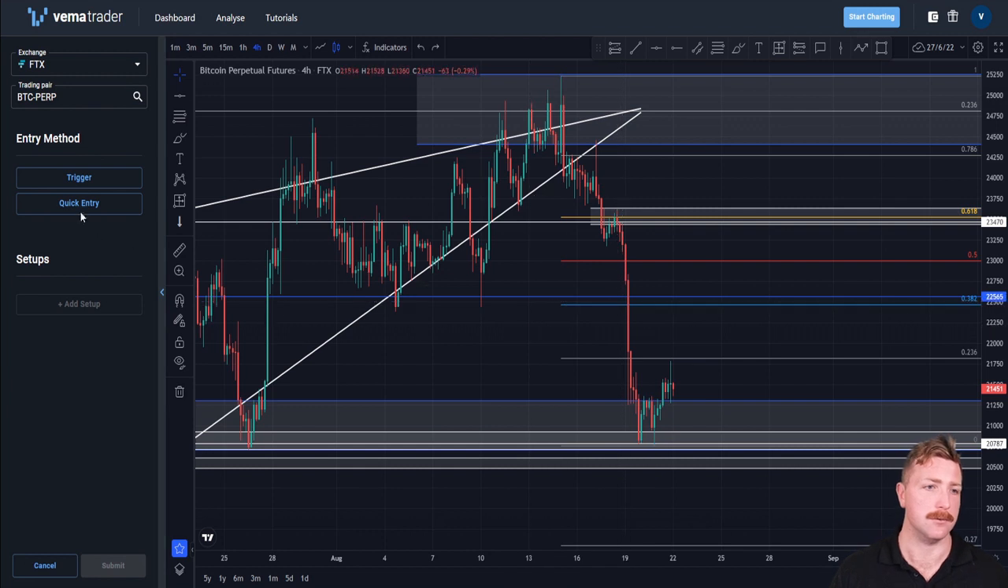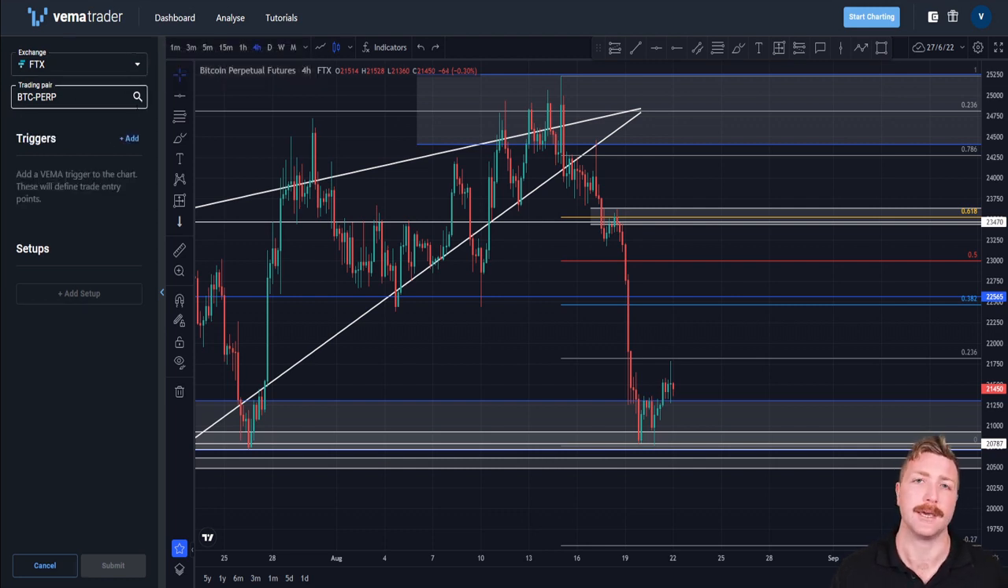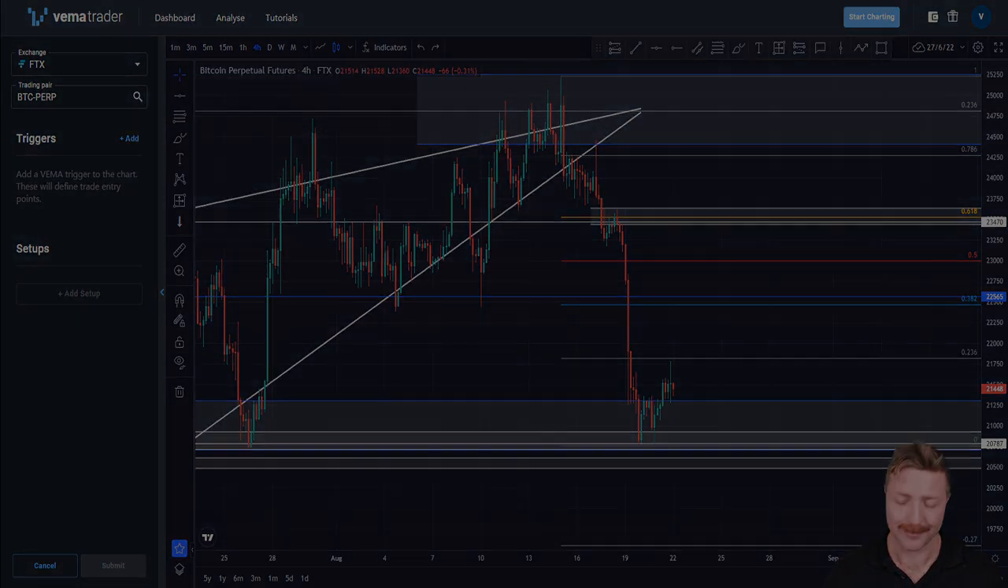Now, important to note, now that we do have the quick entry feature, if you want to set up trades in the traditional style that you're used to with VEMA, all you have to do is click trigger, and then that left panel will look exactly as what you're used to. So I'll set those trades up, and then I'll run you guys through them.